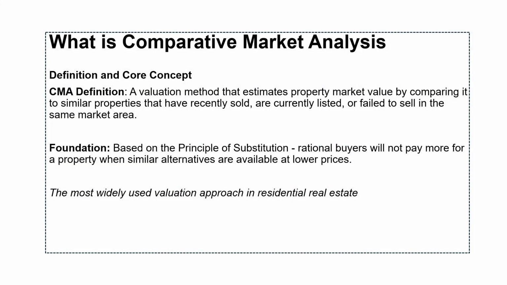Then, based on the principle of substitution, a rational buyer will not pay more for a property when similar alternatives are available at lower prices. So the idea here is that we are trying to gauge valuation, understanding that if a similar type of property has gone into the market at a specific price, and the time difference is also not there, then why will somebody pay more for another property of similar size, in a similar locality, and in almost a similar time frame? That is the basic concept behind this method.